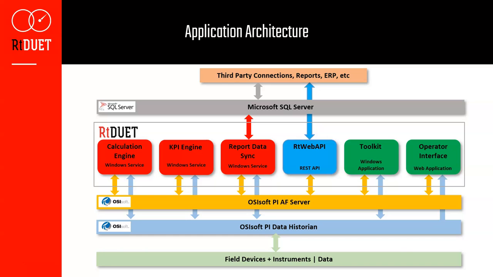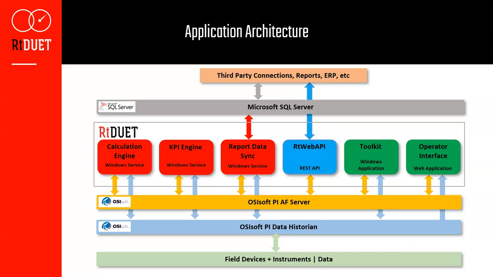The calculation engine is a service that is continually looking at Pi tags and using trigger logic to determine if something is in an overrun or downtime state. The KPI engine uses all the events that were created by the calc engine and generates all your KPI numbers. We produce 16 KPIs right out of the box, but can configure the system to produce pretty much any custom KPI. The data sync engine takes all the RtDUET data that is stored in AF and syncs it out to a SQL Server database in real time.